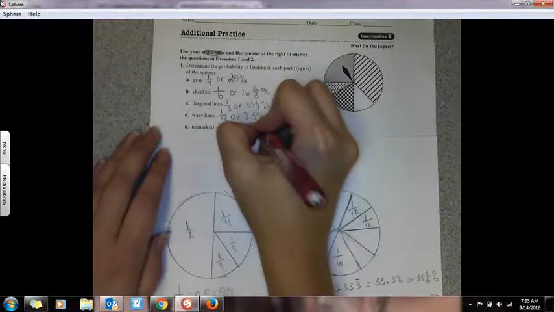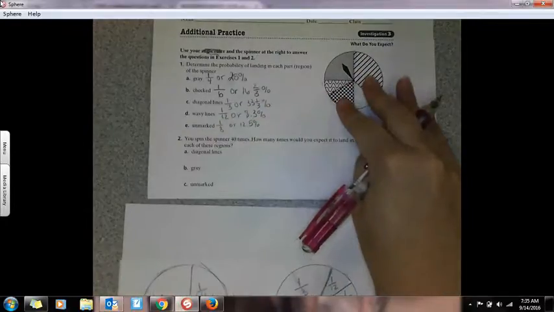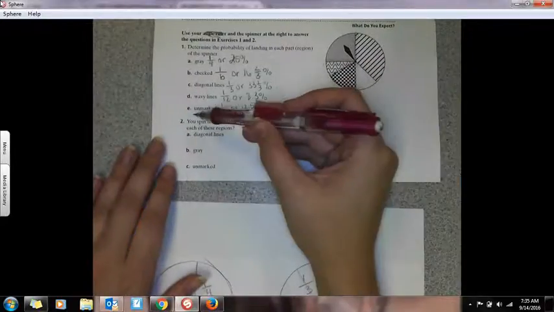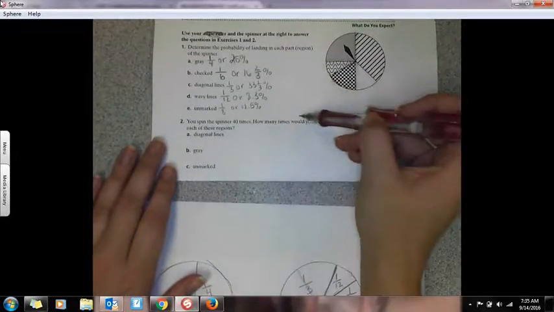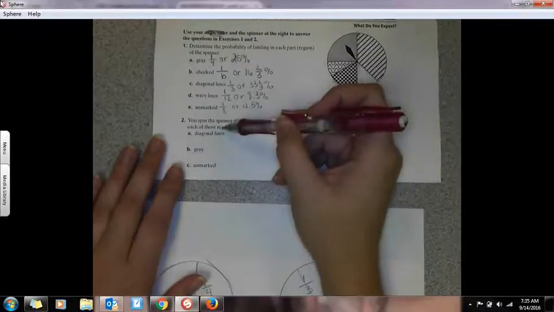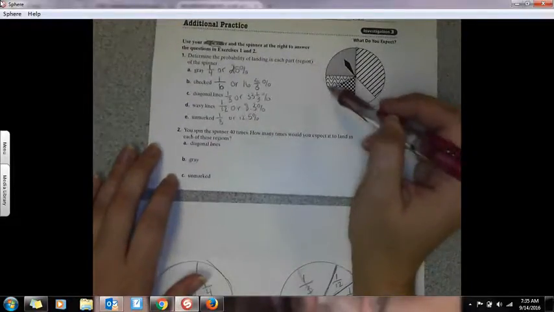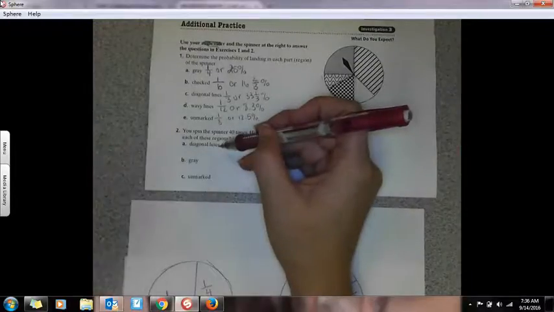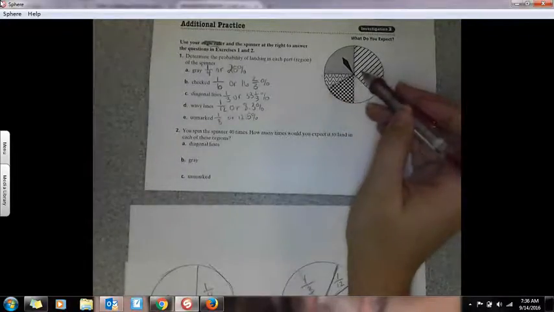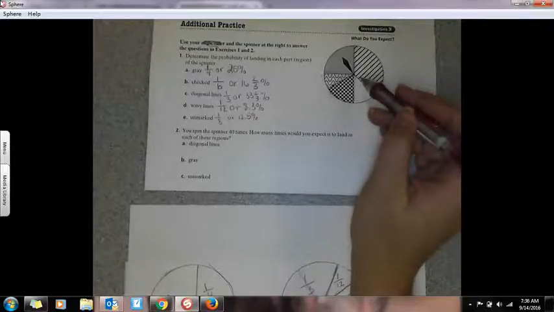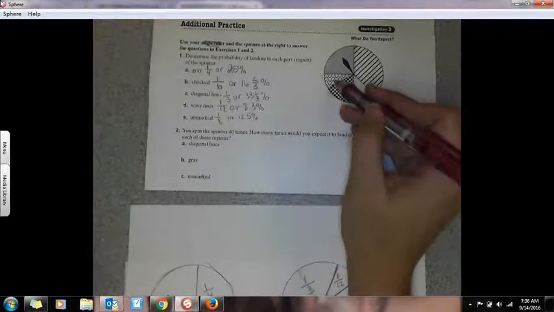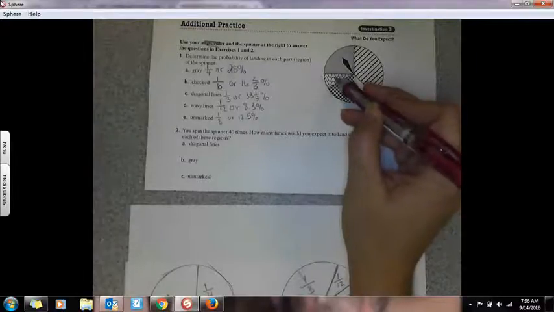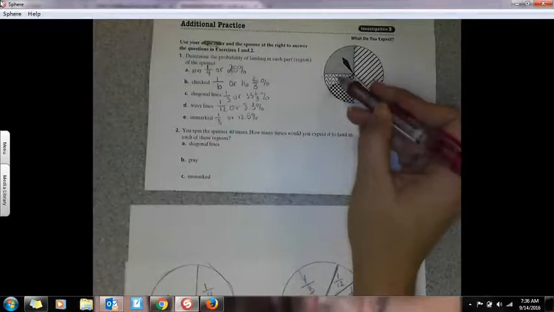Now, if you go down here, you have number 2, and it says you spin the spinner 40 times. How many times would you expect it to land in each of these regions? So you actually are doing the experiment of spinning this spinner 40 times. And they want to know about how many of those times a certain one of those wedges will land. For example, maybe it's the squiggly lined wedge. It could be 5 out of the 40 times it might land there. But we have to use what we learned up here to figure out these numbers.